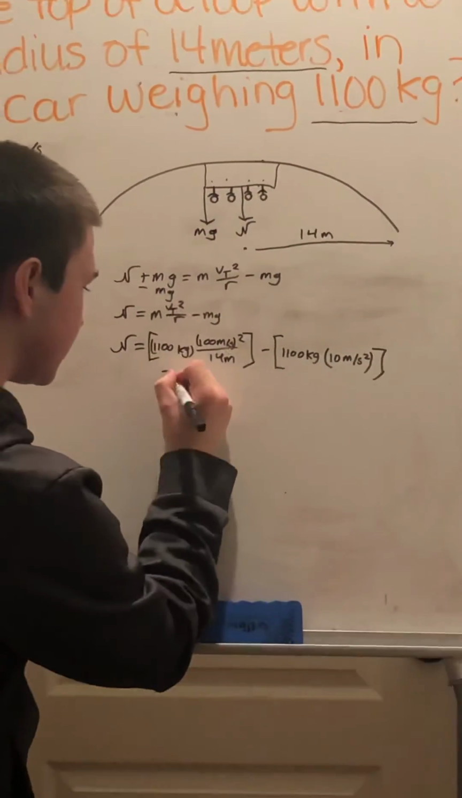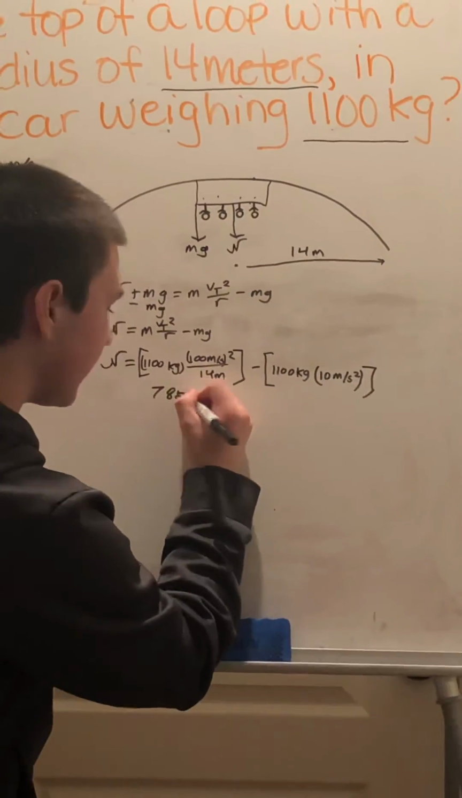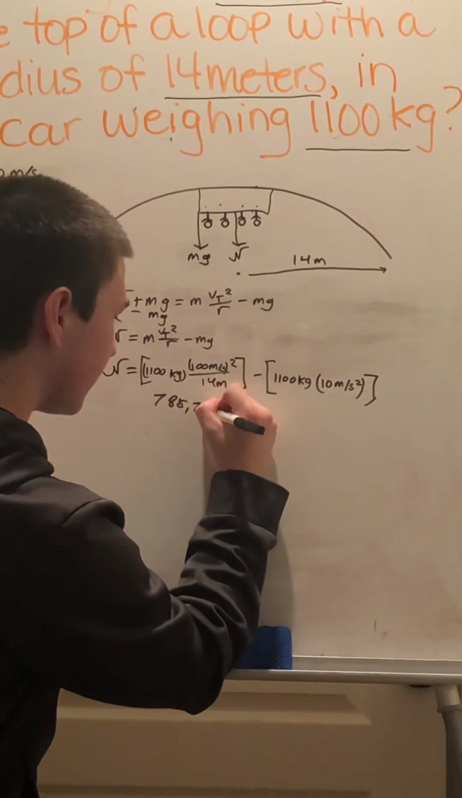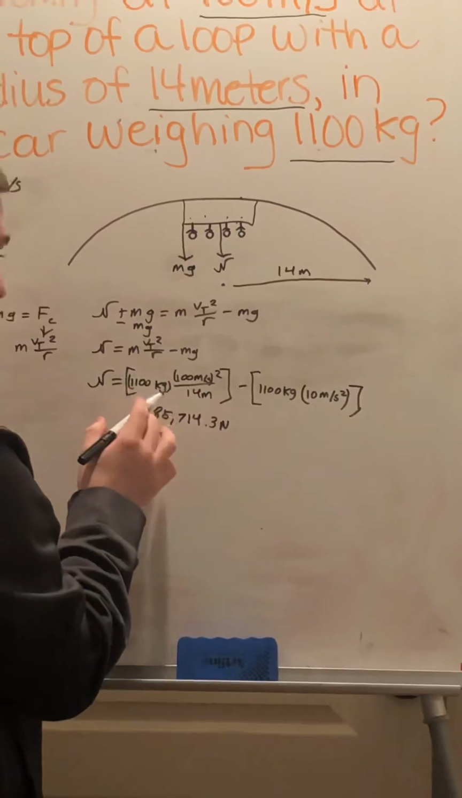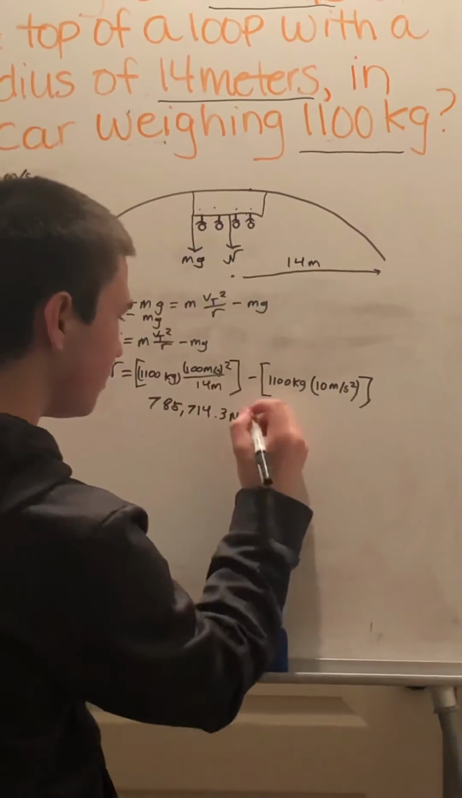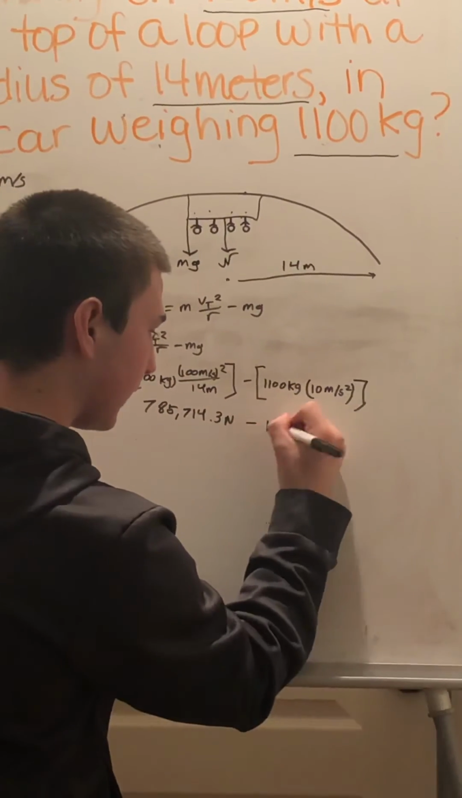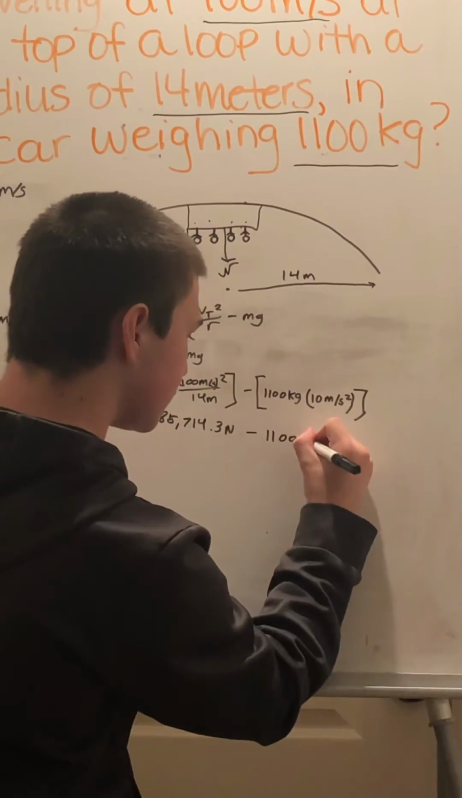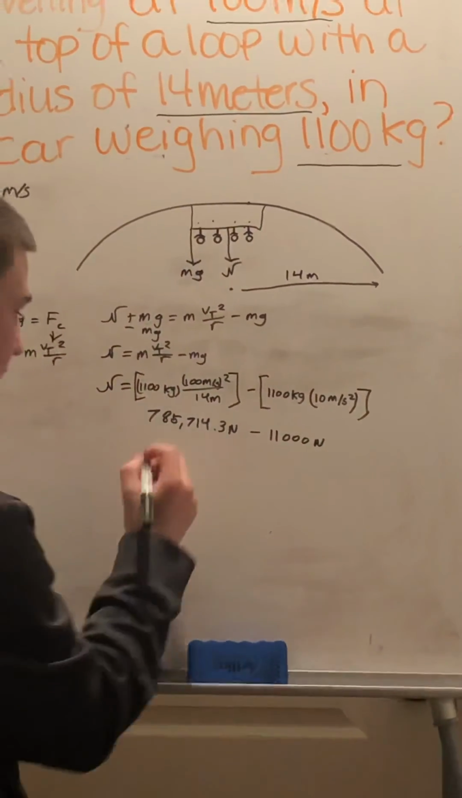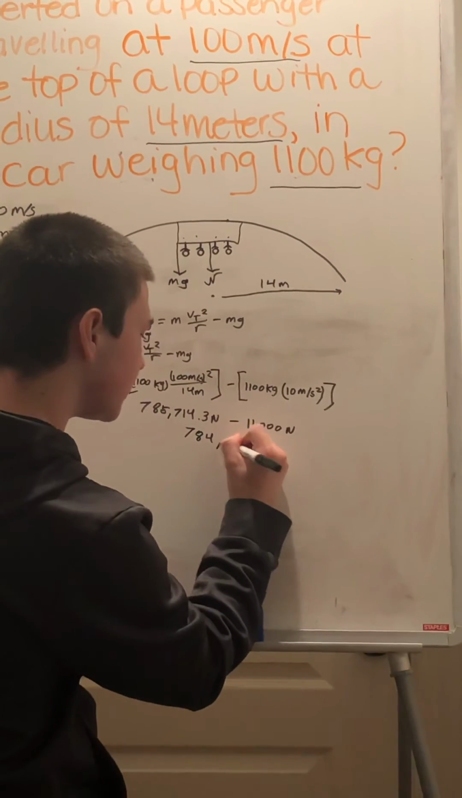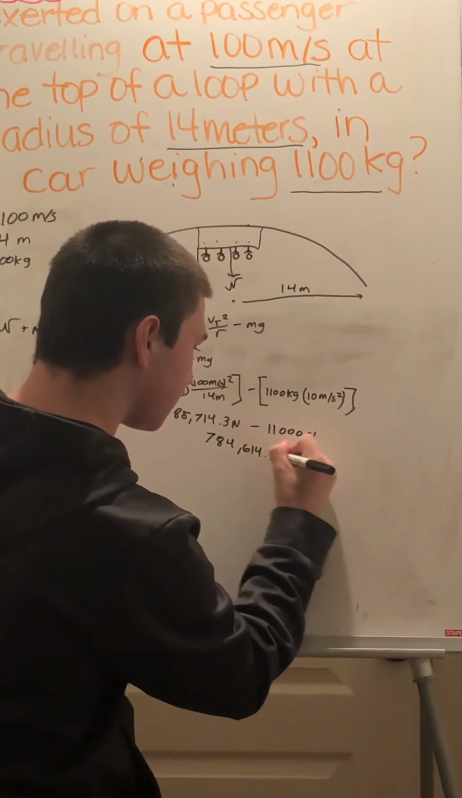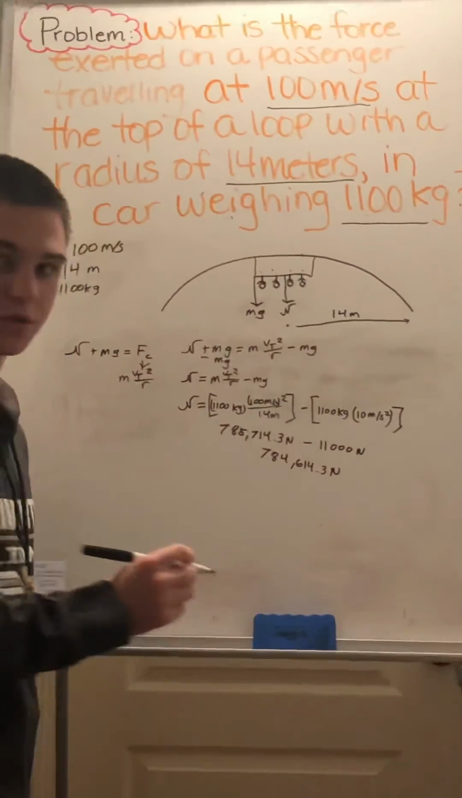This comes out to be 785,714.3 newtons, because kilograms times meters per second squared is 1 newton, minus 11,000 newtons. And in total, this comes out to be 784,614.3 newtons in total exerted on the passengers.